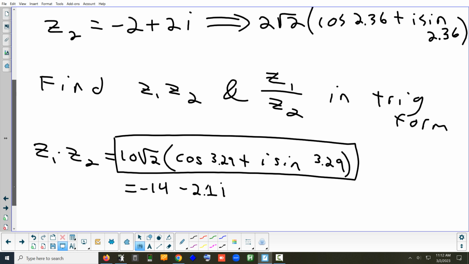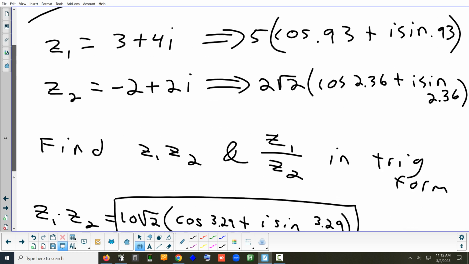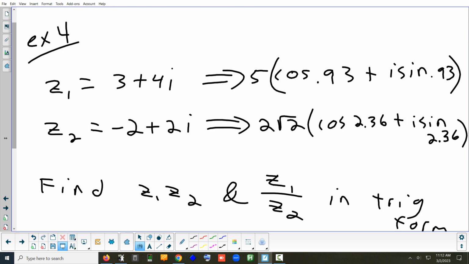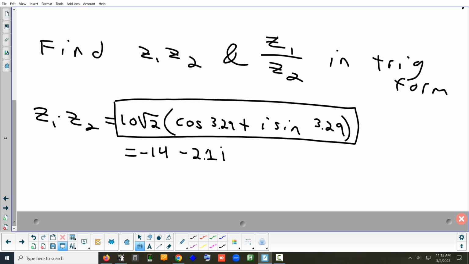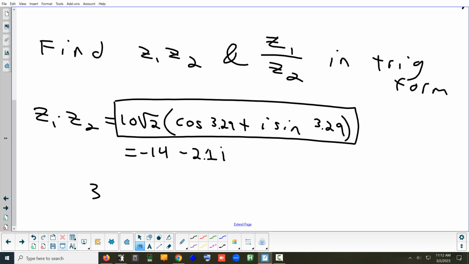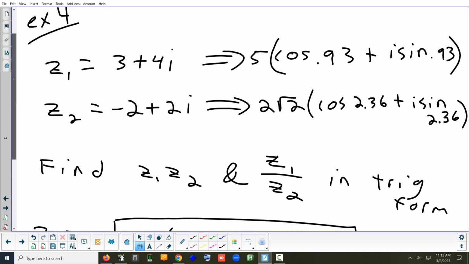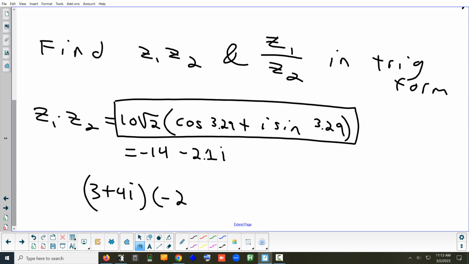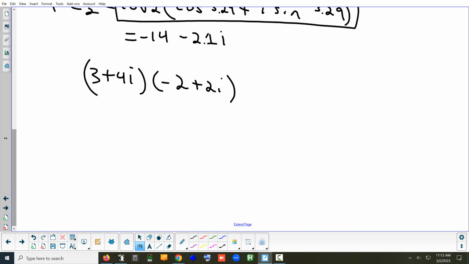Now, the reason I did that is because now I'm going to FOIL these out the way we're used to doing it and see what we get. So let's try it. 3 plus 4i and negative 2 plus 2i. This is the only one I'm going to do twice. Other than that, we're just going to trust that the trig form works.